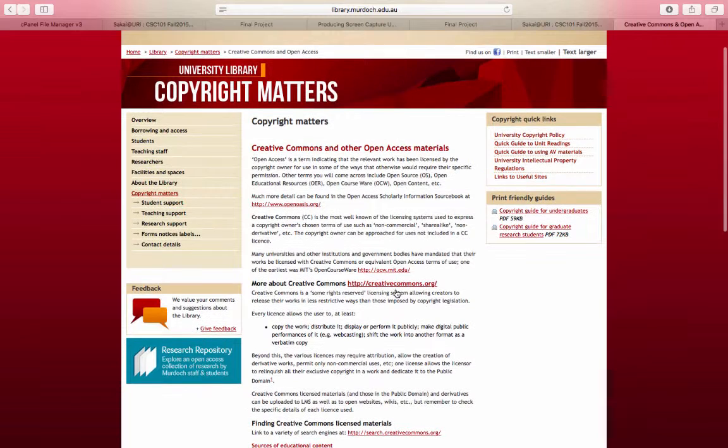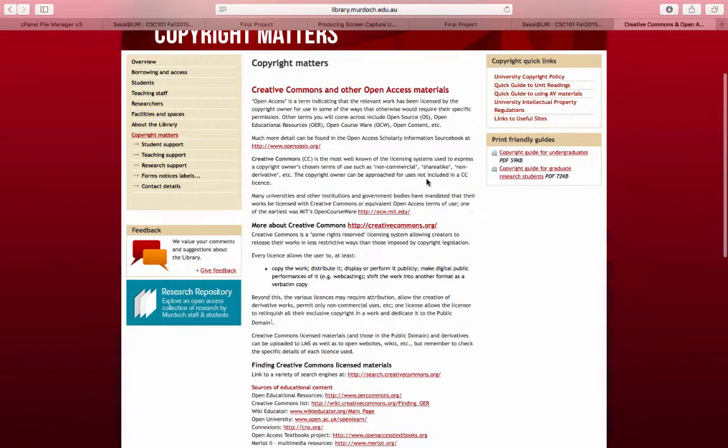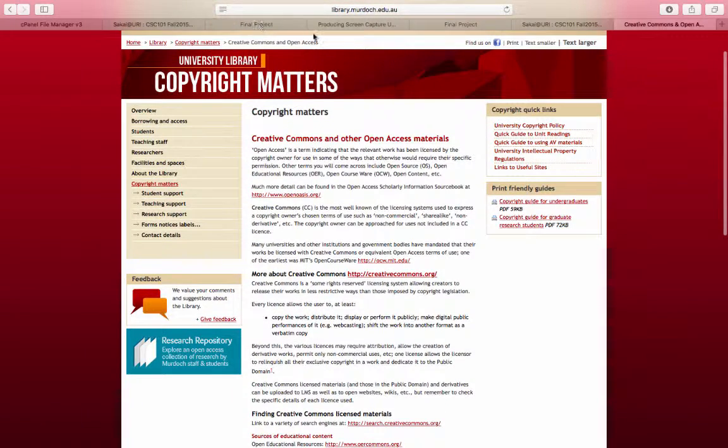So it basically talks about open access, and how open access is a term indicating that the relevant work has been licensed by the copyright owner for use in some ways that otherwise would require their specific permission. So basically, you don't need their permission anymore to view their stuff or have to pay an additional fee. Now it's just open for anybody to view. I got a lot of information off here, and this has helped me a lot with my final project and everything.